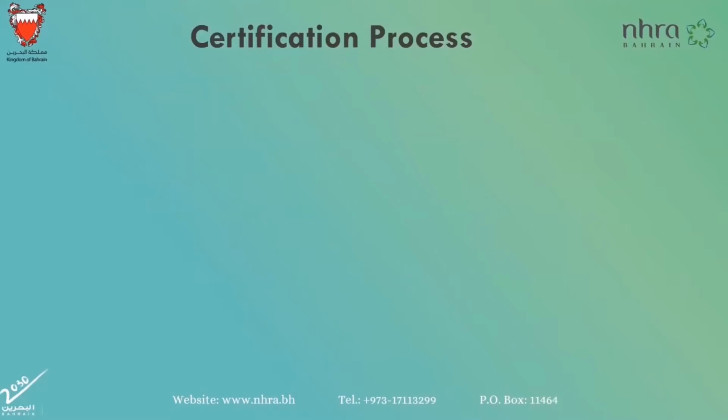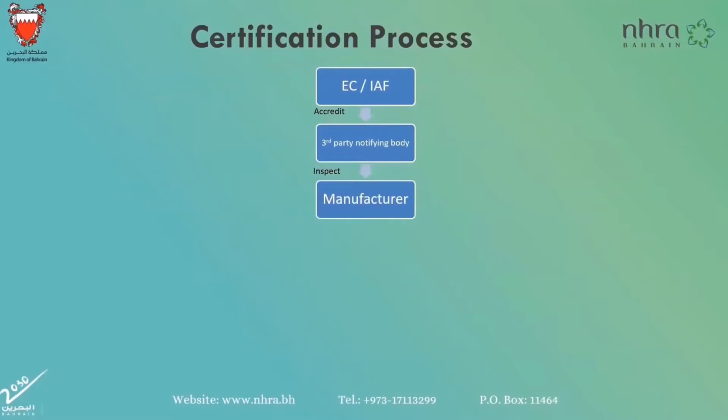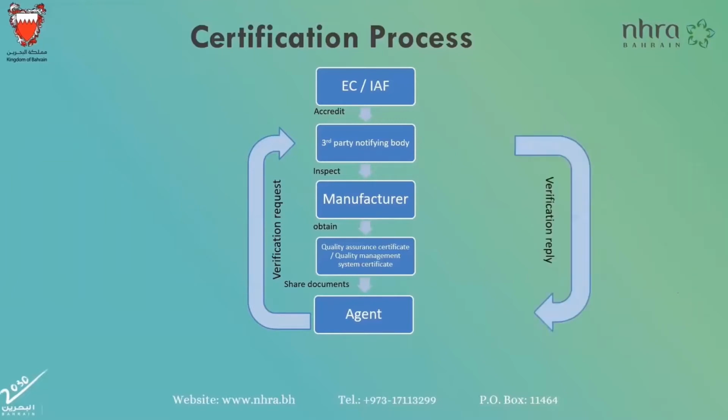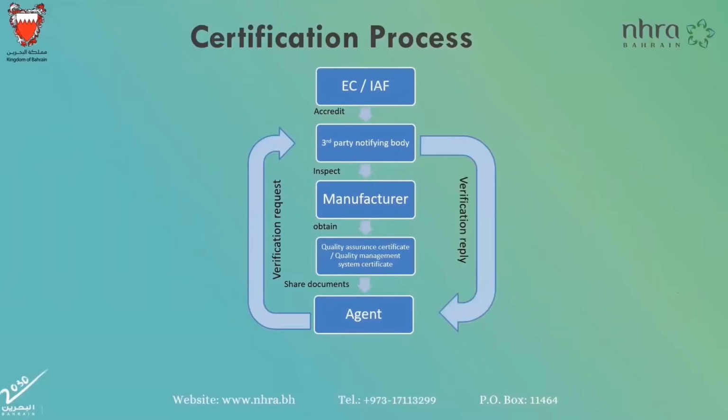Certification process. The accreditation body accredits a third-party notifying body to inspect and evaluate the manufacturer, and if all the requirements and standards are met, the manufacturer will obtain the certificate, either QAC or QMS. Then the agent or applicant will get the certificate from the company or manufacturer, and will verify the validity of the certificate with the notifying body before submitting it to NHRA.